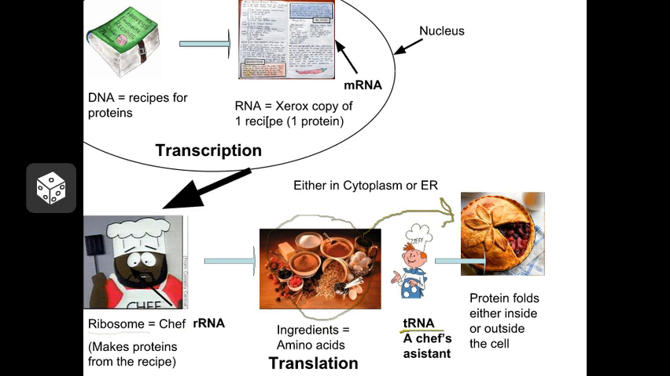Now, the chef has a little assistant. It's a little molecule called a tRNA. And what the tRNA actually does is pick up specific ingredients and take them to the chef in the right order so that the chef can make the pie.